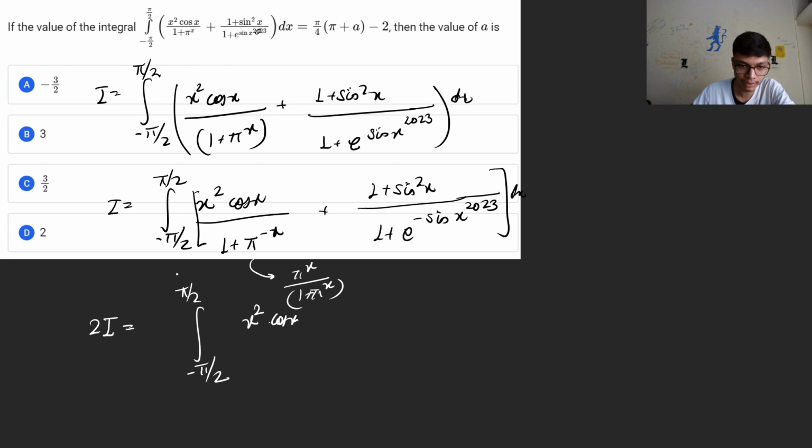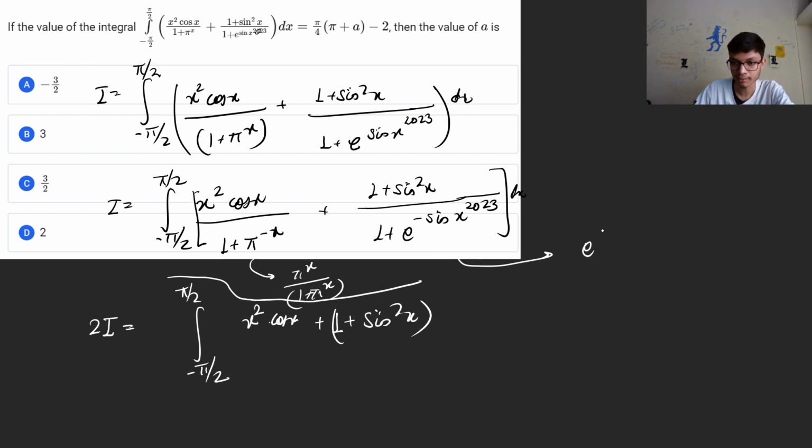So that is this integrand result. On adding, it is going to give x square into cos x plus 1 plus sine square x. The similar holds for this particular term also: the result of 1 by 1 plus e to the power minus sine x to the power 2023 can also be written as e to the power sine x to the power 2023 divided by 1 plus that particular result. So with this you will get the simplified expression as 1 plus sine square x plus x square into cos x.